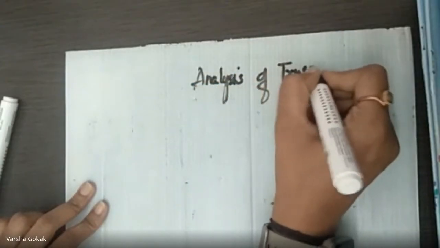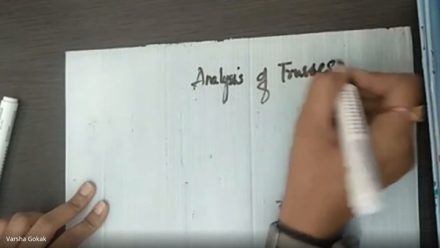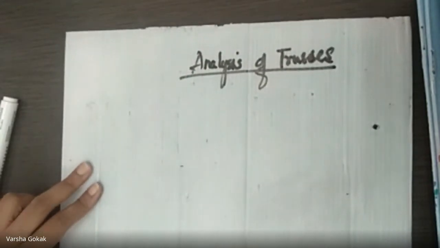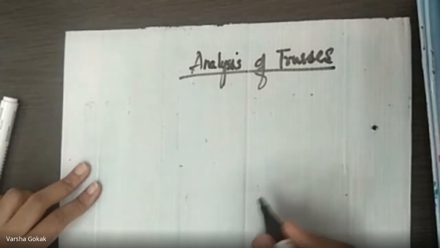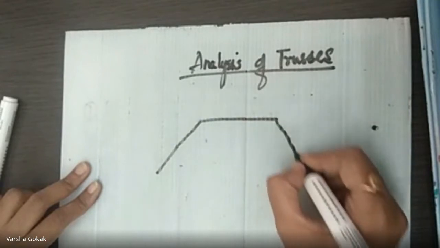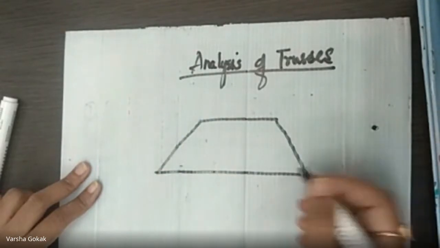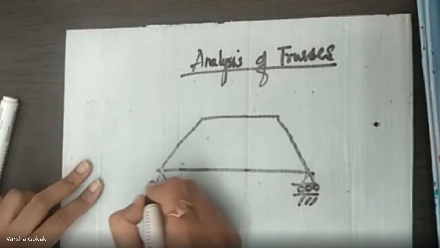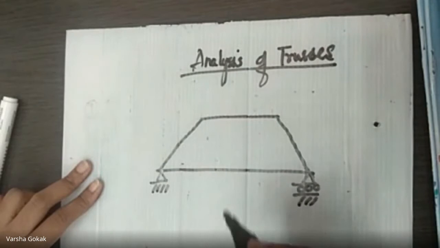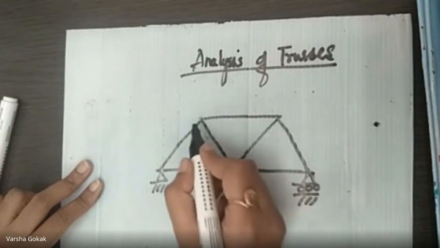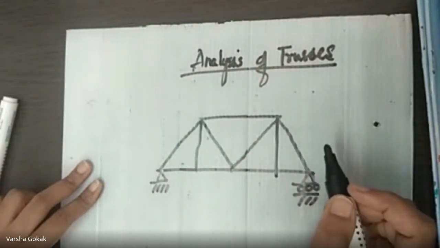Analysis of trusses we do by method of joints. Correct? So we'll take up a next example for this. The given truss is like this. Here we have a roller and here we have a hinge. And then these are the members that are present in the truss.